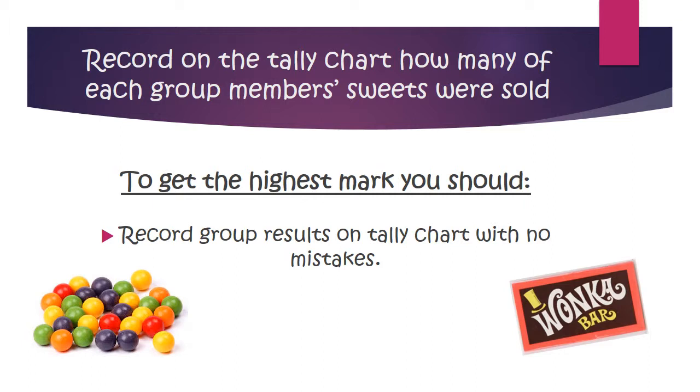Because you were only recording your own sweets sold on the tally chart during the factory, after the factory, you will need to meet with your group to record how many sweets each group member sold and put this on the tally chart. To do well, you will need to make sure you fill in the data properly and use tally marks correctly.